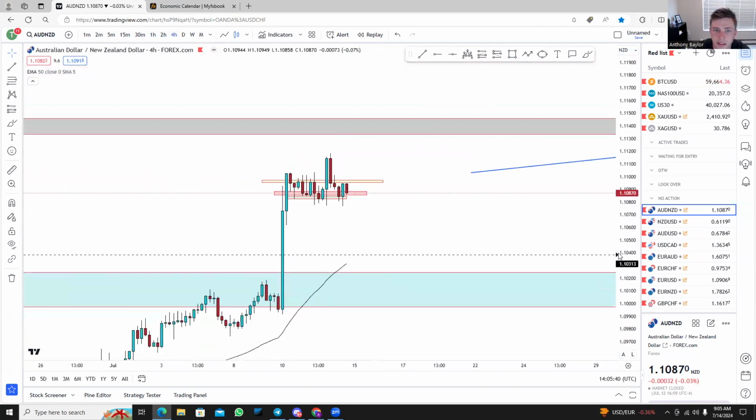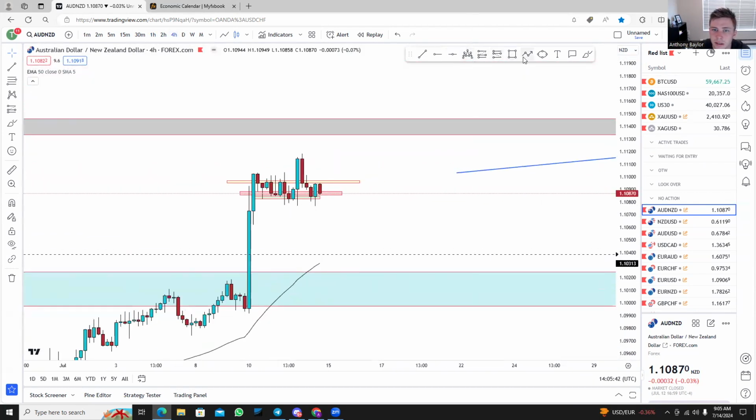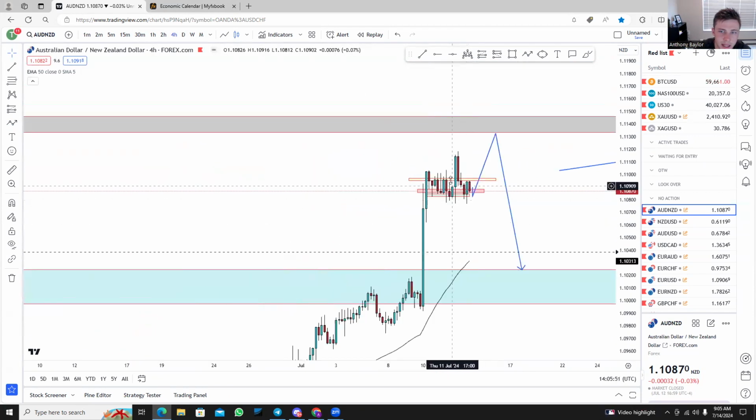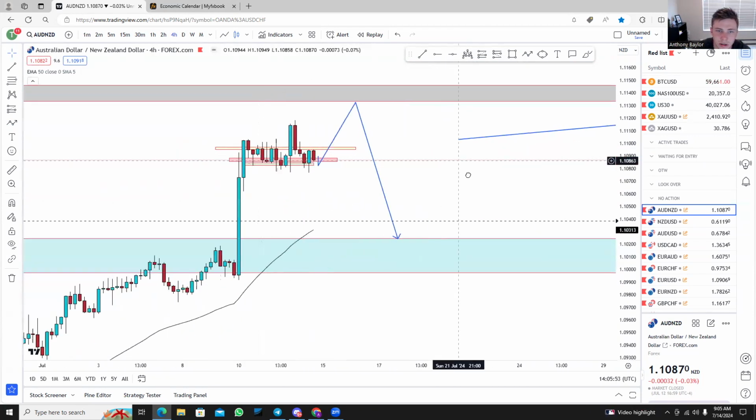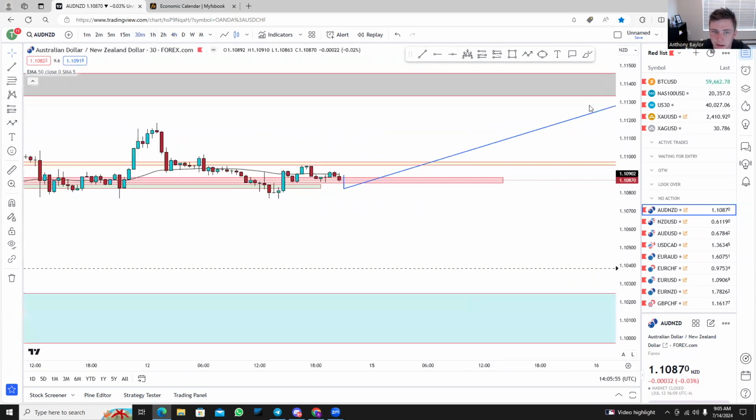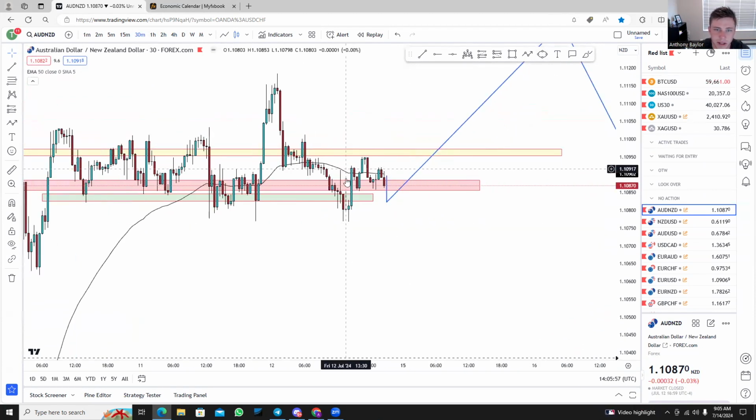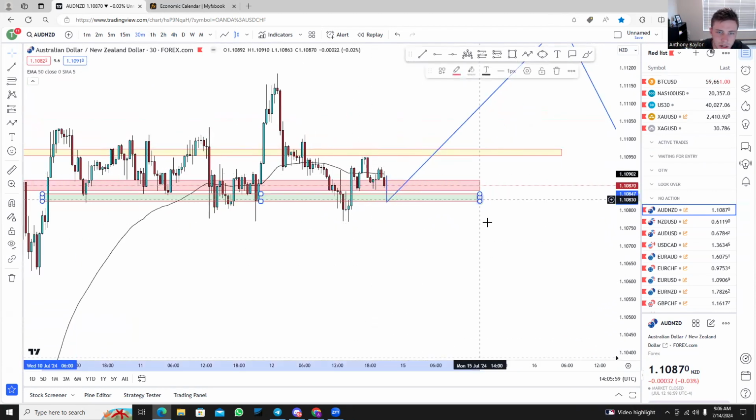I want to see this come back in, reject, and obviously go up to my gray box here before it comes back down. That's what I'm hoping to see. So I will be looking for this to have... look at that, they already had that shift in structure.